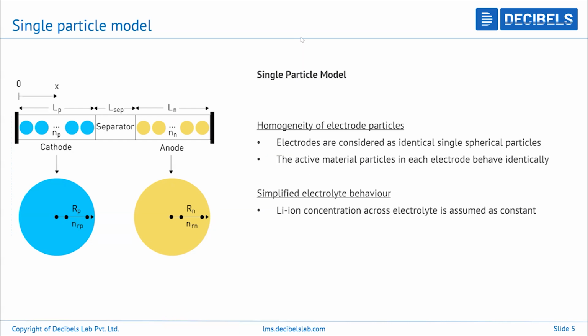That's why it is called a single particle model. The other assumption, or simplification, is that the active material particles are all considered to be identical in terms of behavior. The movement of ions within each of these electrodes, the cathode and anode, or the movement between them, is considered identical. So the difference between the anode and cathode is not considered to such a high extent here. That is the understanding of the single particle model.